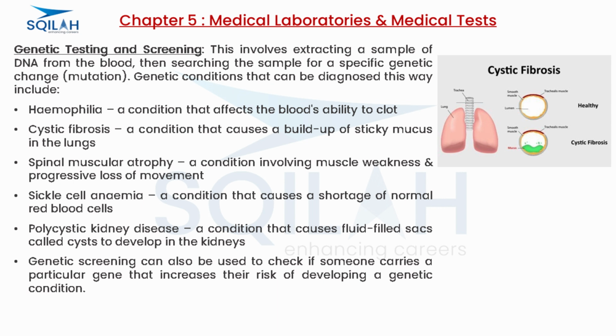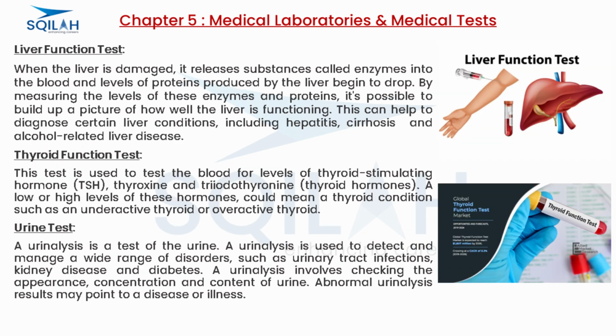Genetic screening can also be used to check if someone carries a particular gene that increases their risk of developing a genetic condition. Liver function test. When the liver is damaged, it releases substances called enzymes into the blood, and levels of proteins produced by the liver begin to drop. By measuring the levels of these enzymes and proteins, it's possible to build up a picture of how well the liver is functioning. This can help to diagnose certain liver conditions, including hepatitis, cirrhosis, and alcohol-related liver disease.